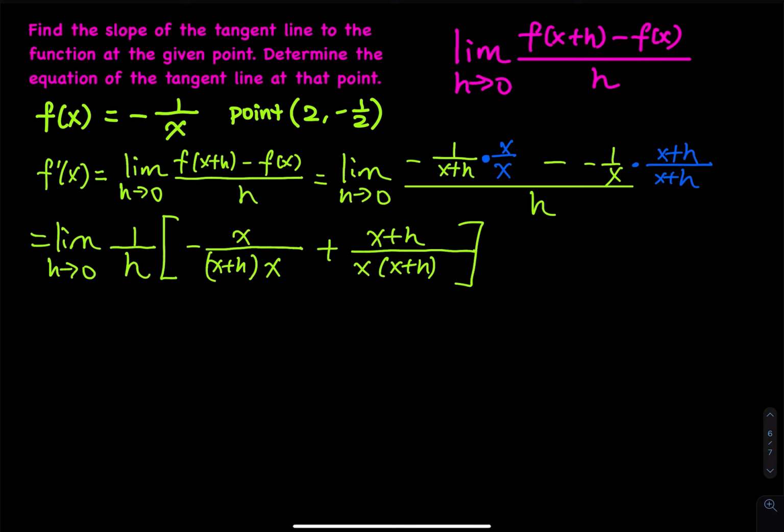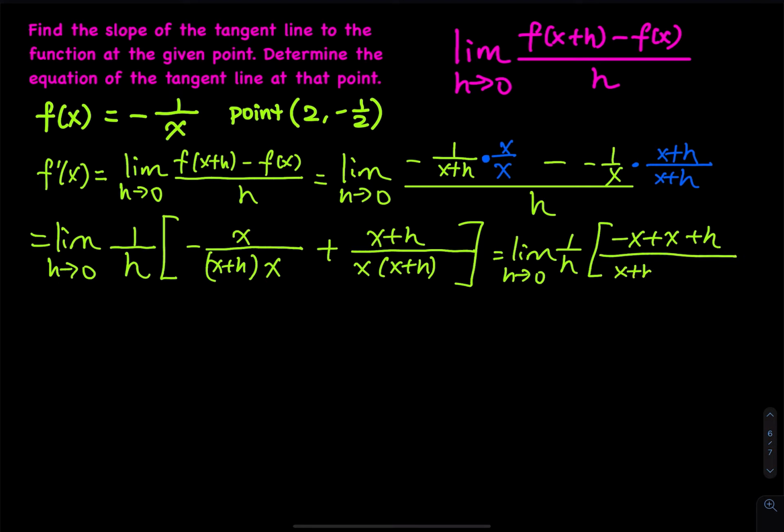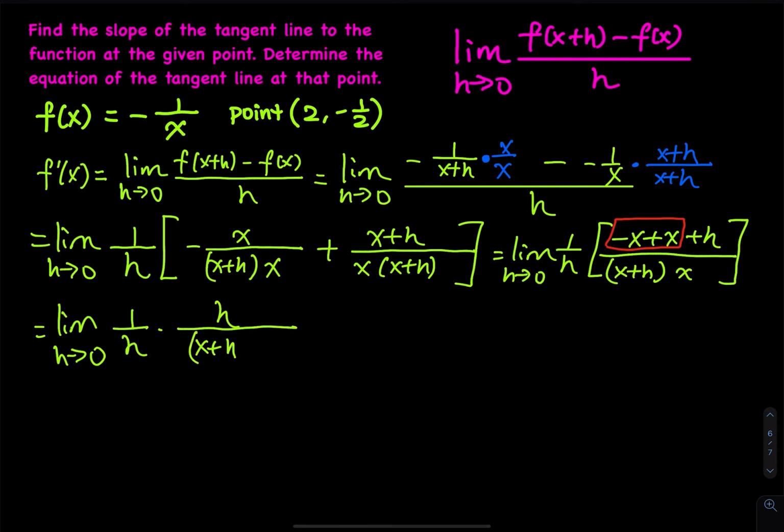And then the next step is we are going to have a negative x plus x. So we have the limit as h approaches 0 of 1 over h, and then we have negative x plus x plus h, divided by x plus h, the whole quantity, times x. If you look at the top, do you see that the minus x and the x cancel? So we only have an h left. And then the next step, we have the limit as h approaches 0 of 1 divided by h, multiplied by h divided by x plus h times x.